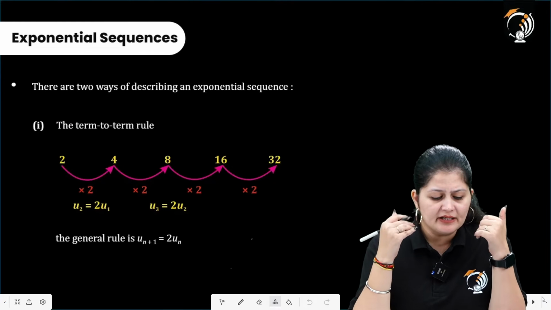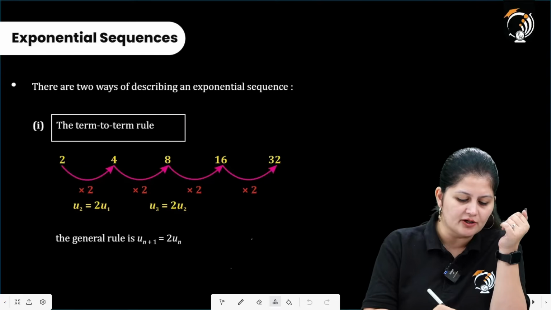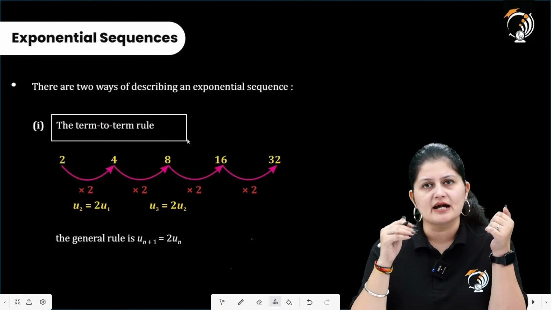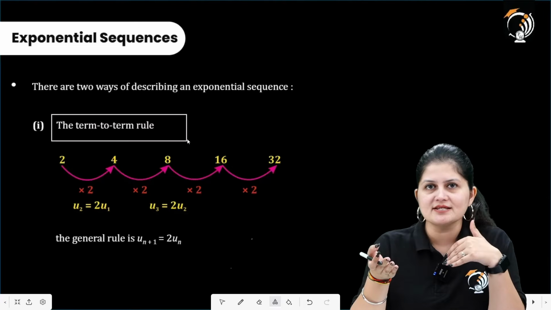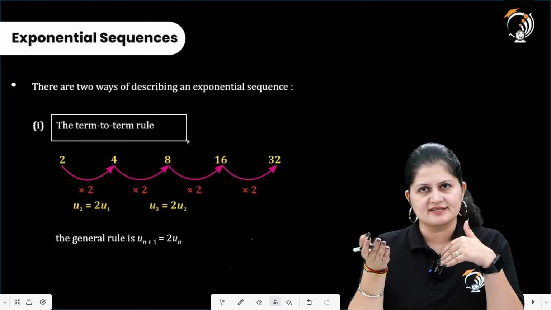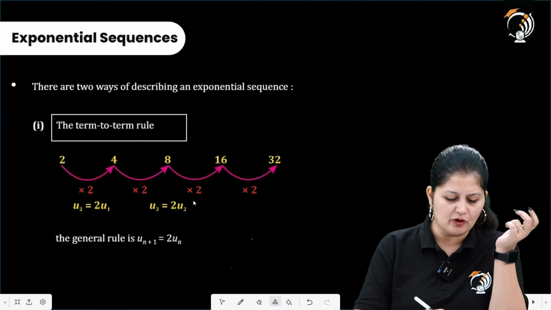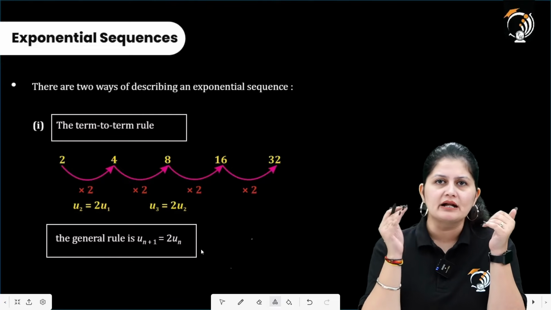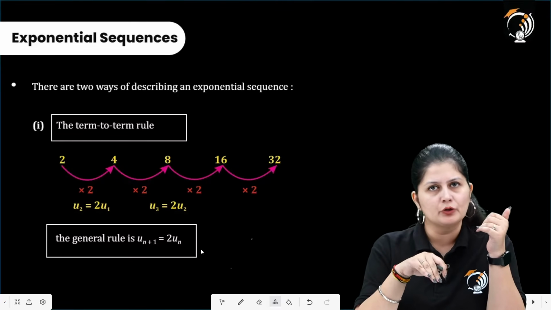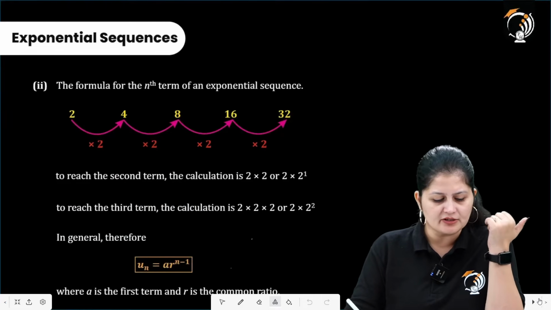Now there are two ways of describing an exponential sequence. The first is a term to term rule, right? We just understand what pattern is being followed here, or what type of sequence it is. Then we get the next term of it. So in this particular pattern, we know that in order to get the next term, we need to multiply the previous term with 2. That is what we call a term to term rule.